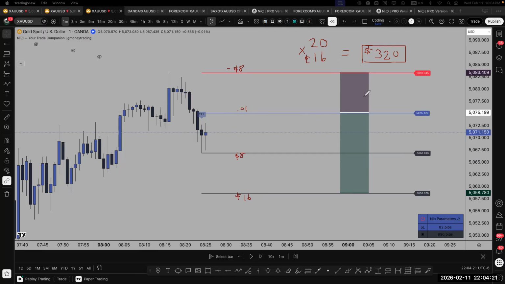Let's be conservative. Let's multiply that by 70%. That's $224. That is good money, guys. That is good money to start. An extra $200 to learn.